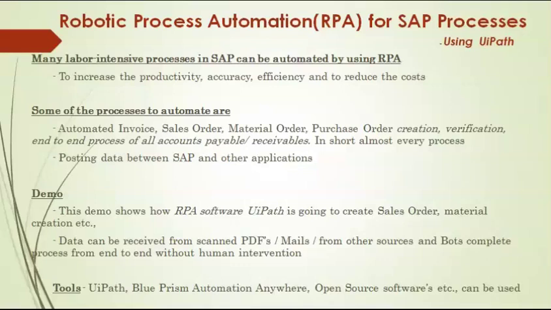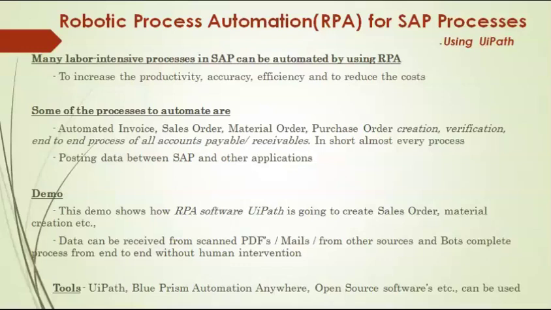Some of the processes to be automated are automated invoice, sales order, material order, and purchase order creation, verification, and the end-to-end process of all accounts payable, receivables, and posting data between SAP and other applications. In this demo, it shows how RPA software UiPath is going to do material creation and sales order, etc.